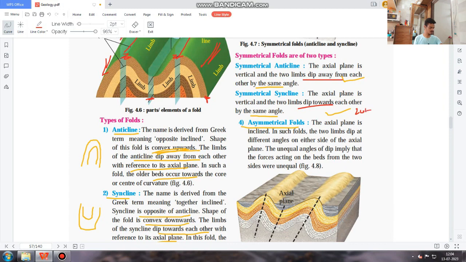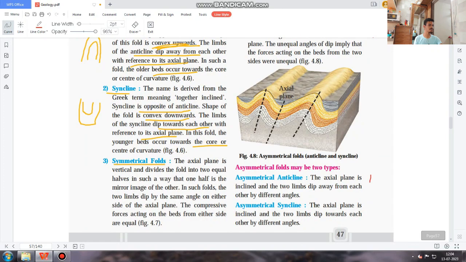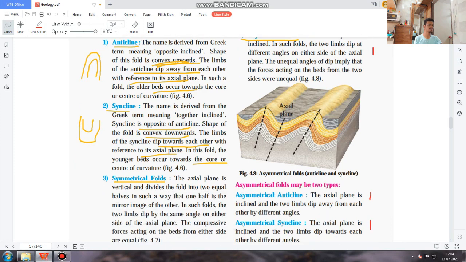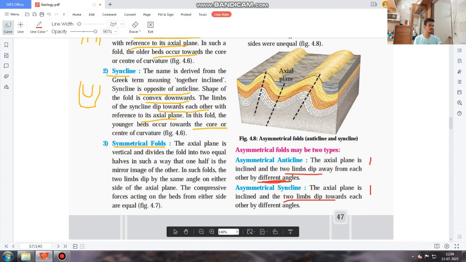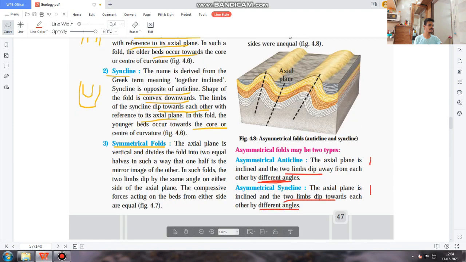Asymmetrical is almost similar. This had come in 2022. Asymmetrical fold had come in 2022 for 3 marks: explain this for 1 mark, this for 1 mark, this for 1 mark. So 3 marks total. Again, in anticline they dip away from each other, in syncline they dip towards each other, but in asymmetrical they dip by different angles. This is the major difference between asymmetrical and symmetrical.